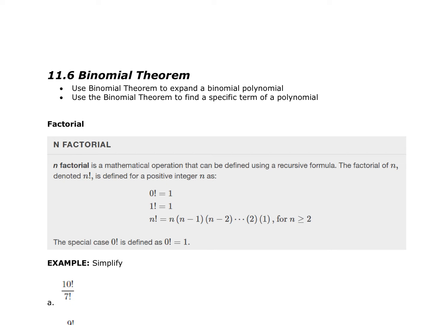In this video, we're going to look at the binomial theorem. In particular, we're going to use the binomial theorem to expand out a binomial polynomial. And we'll also use the binomial theorem to find a specific term of a polynomial.